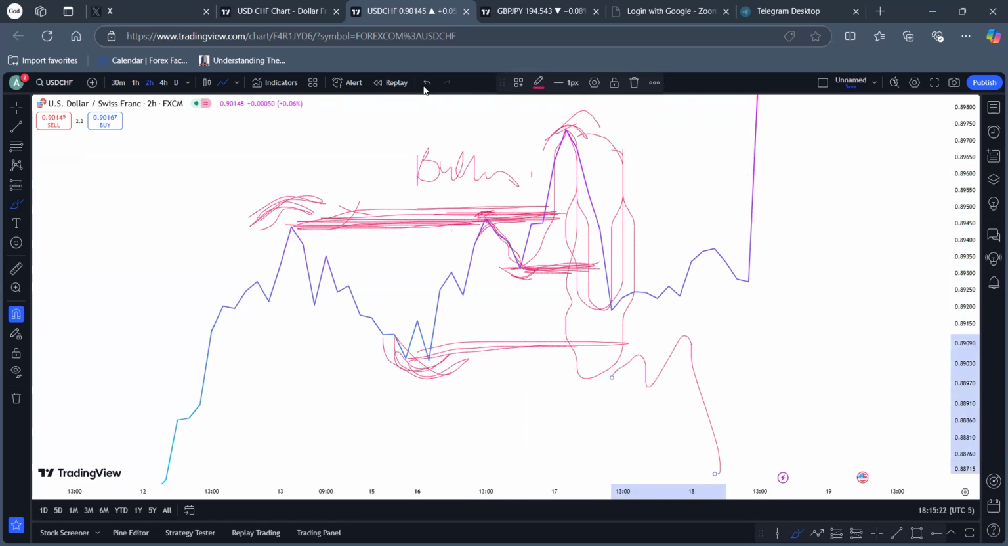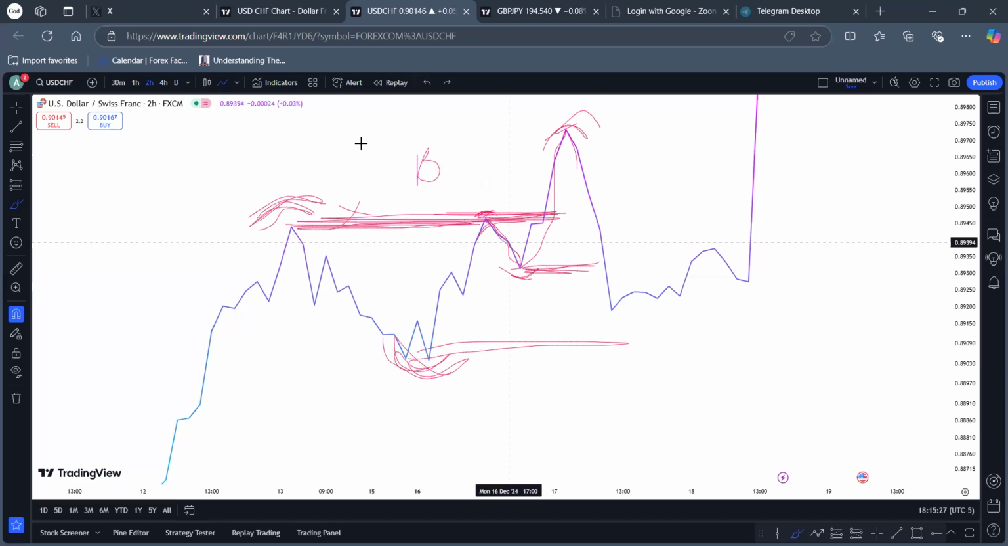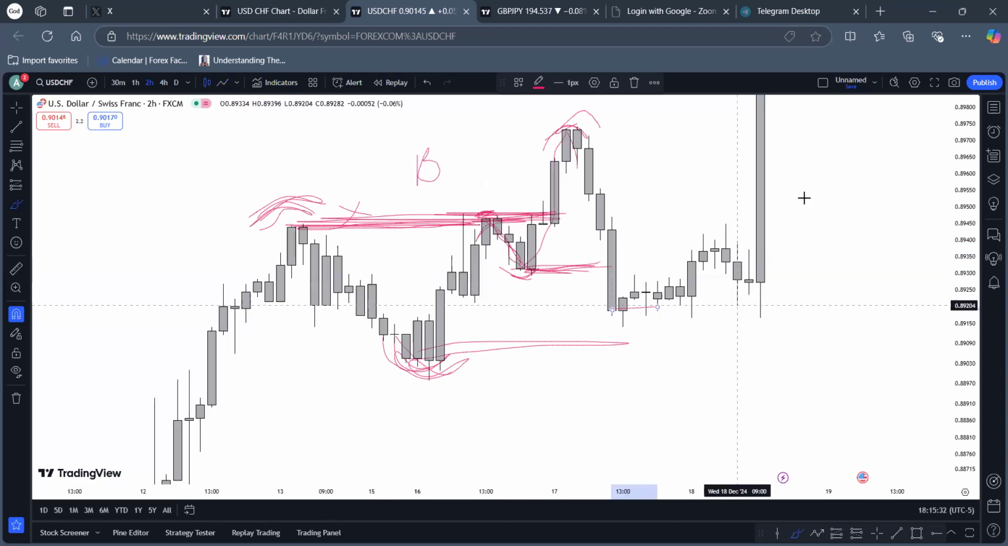But when you look at what price did, what did price do? We only broke below one structural point. And after breaking below one structural point, what did price do? Price started to move to the upside.